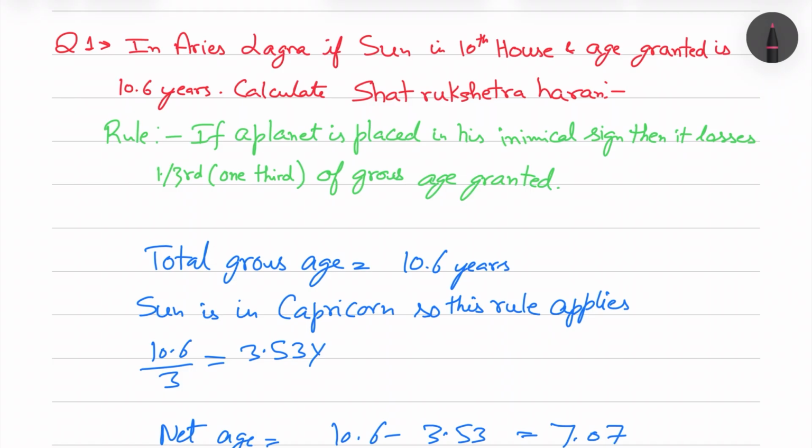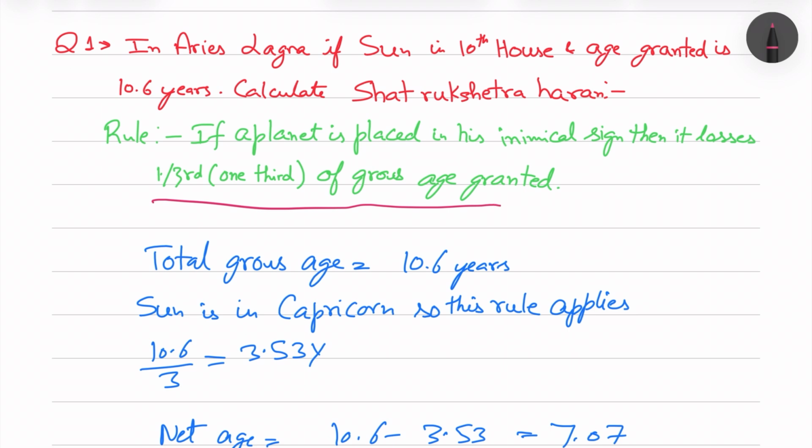Shatrukshetra haran means Sun is in the enemy sign, and Sun considers Saturn as enemy. For Aries Lagna, the 10th house is Capricorn, which is owned by Saturn. So if a planet is placed in an inimical sign, then it loses one third of the gross age granted. So the rule is one third.